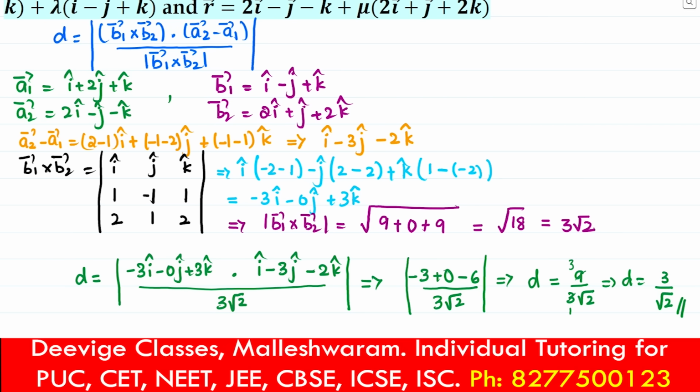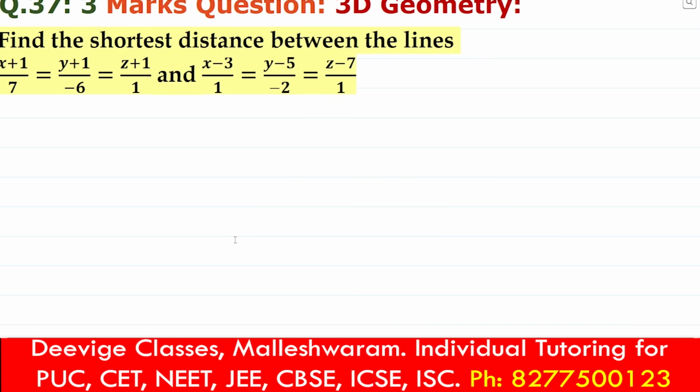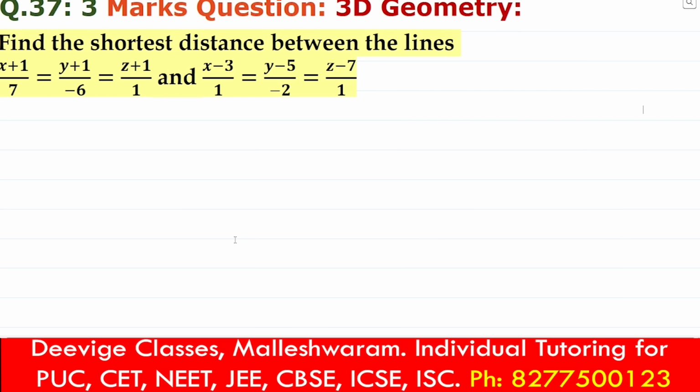Okay. Next, a similar type of question. Find the shortest distance between the lines (x + 1)/7 = (y + 1)/(−6) = (z + 1)/1, and (x − 3)/1 = (y − 5)/(−2) = (z − 7)/1. Same, we have to find the shortest distance. But in the previous problem, the given equations were in vector form. Now the given equations are in Cartesian form.